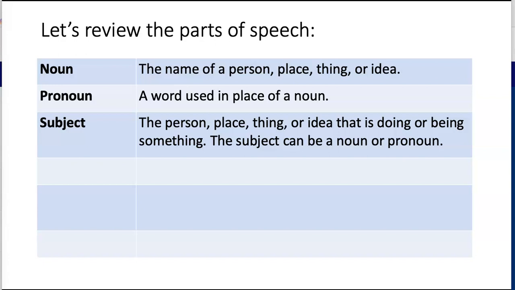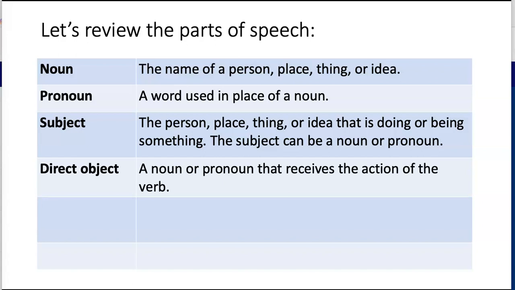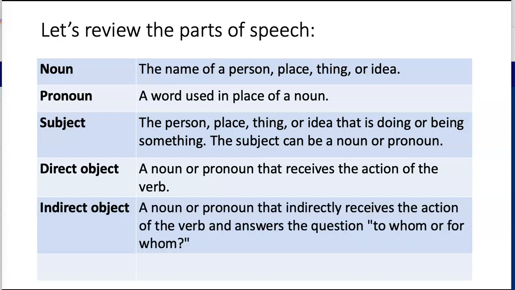The subject of a sentence is the person, place, thing, or idea that is doing or being something. The subject can be a noun or a pronoun. A direct object is a noun or pronoun that receives the action of the verb. An indirect object, which we're not going to study today, is a noun or a pronoun that indirectly receives the action of the verb or of another part of speech. It generally answers the question to whom or for whom. And a verb is a word that expresses action or being.